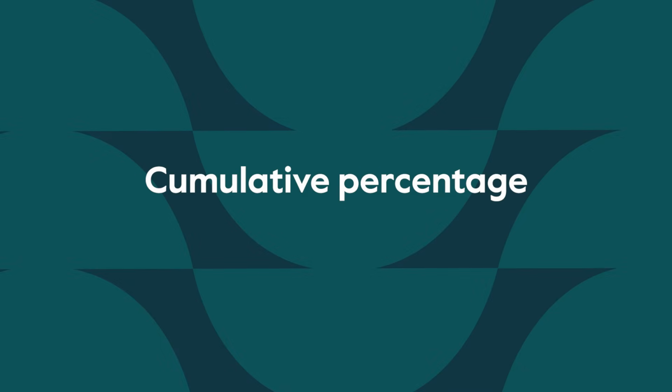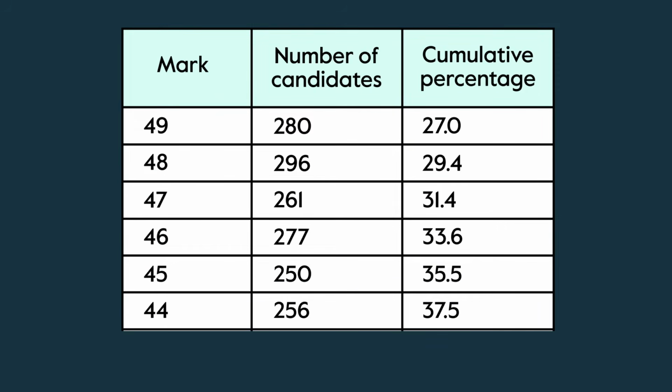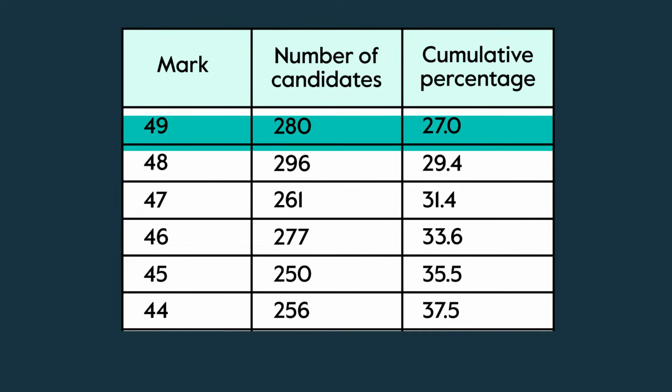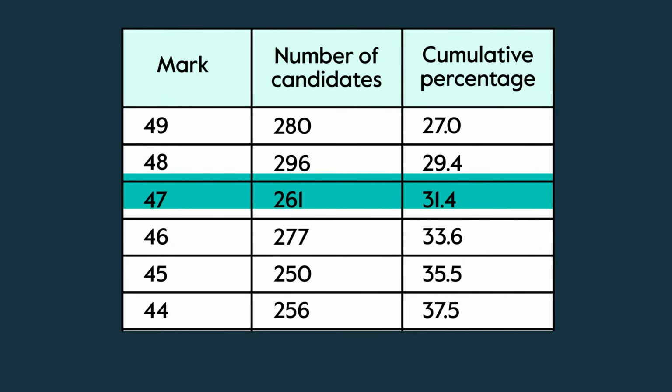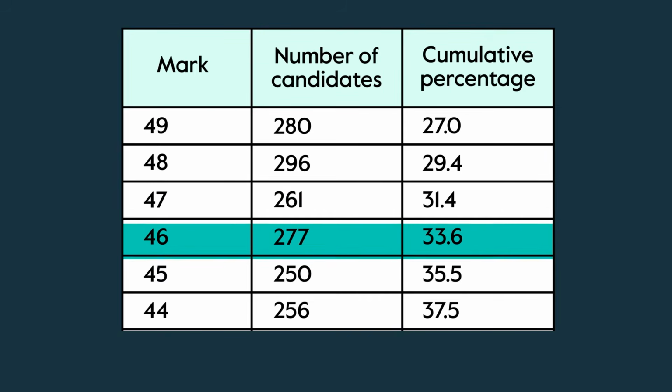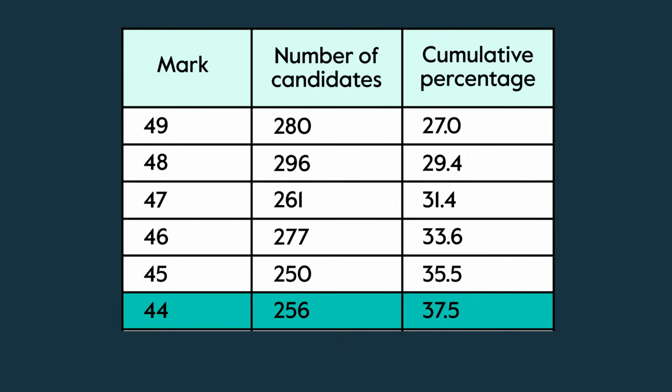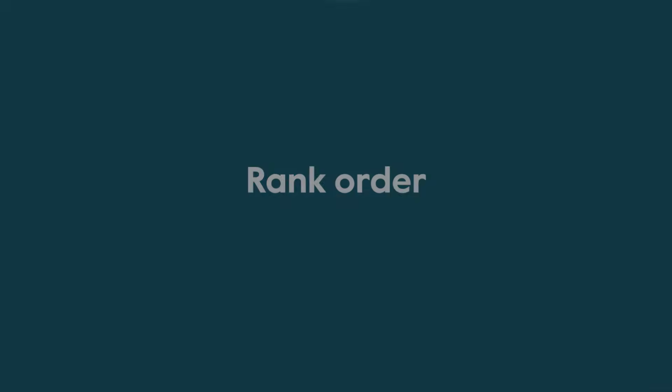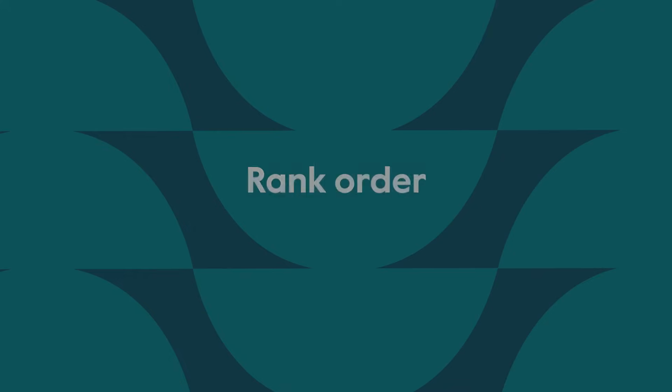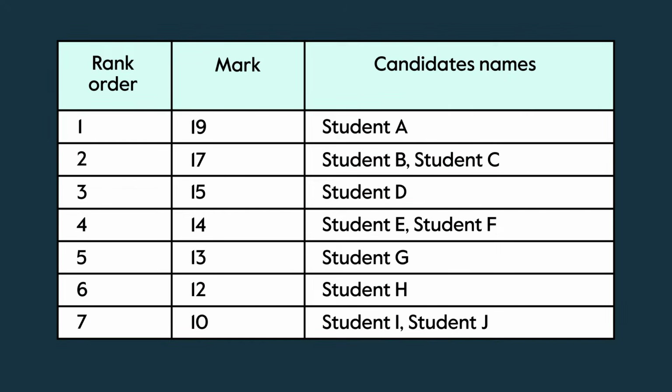Cumulative percentage. Something which is cumulative means it's added up the values of several measurements, in our case, percentages, and more specifically, percentages of candidates at or above a certain mark. This is our cumulative percentage. Rank order. The rank order is a list of all candidates who took a particular component listed in descending order of marks, which is the highest marks at the top and lowest marks at the bottom.